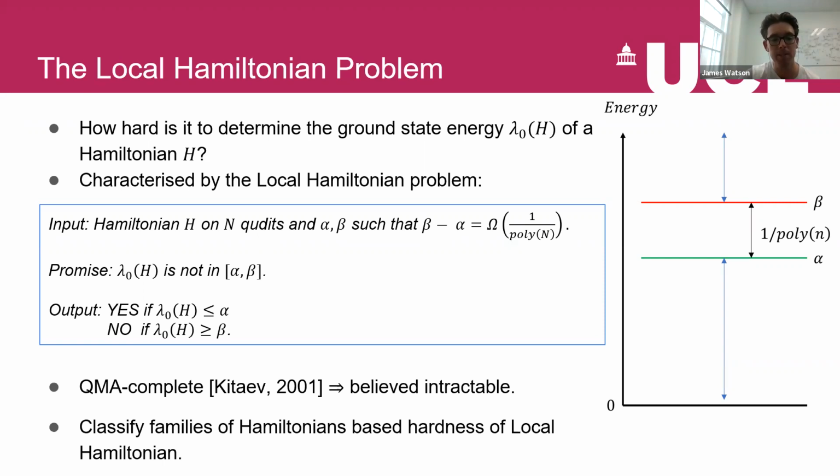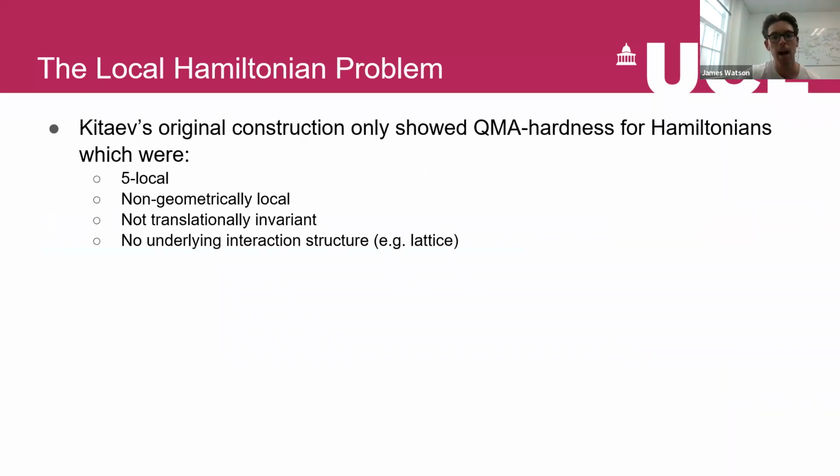And we can classify families of Hamiltonians based on their hardness of a local Hamiltonian problem. However, if you go back and read Kitaev's original proof, it only proves QMA hardness for Hamiltonians which are 5-local, non-geometrically local, non-translationally invariant, and have no underlying lattice structure, for example. And these aren't particularly physically natural problems.